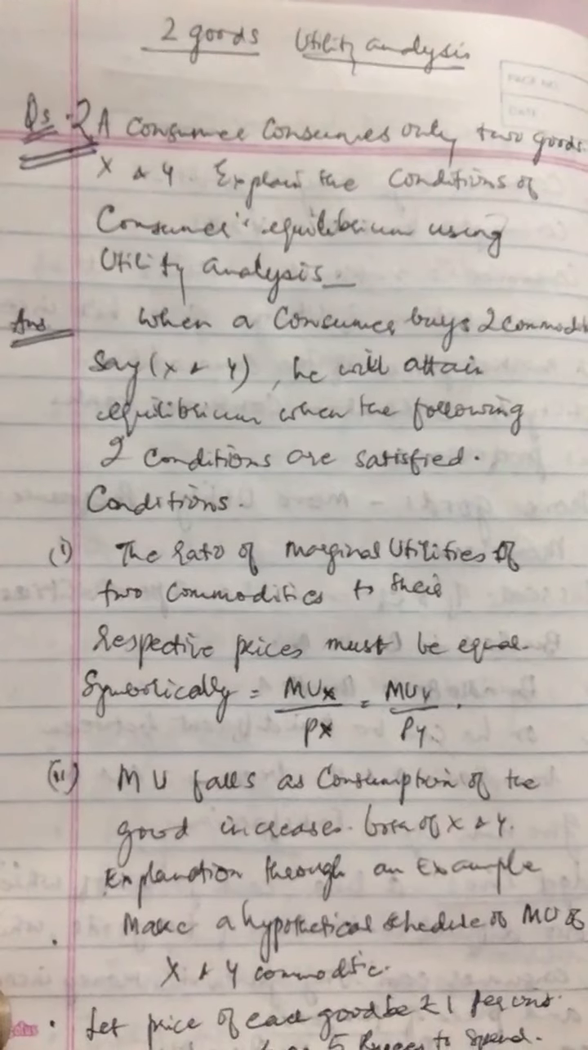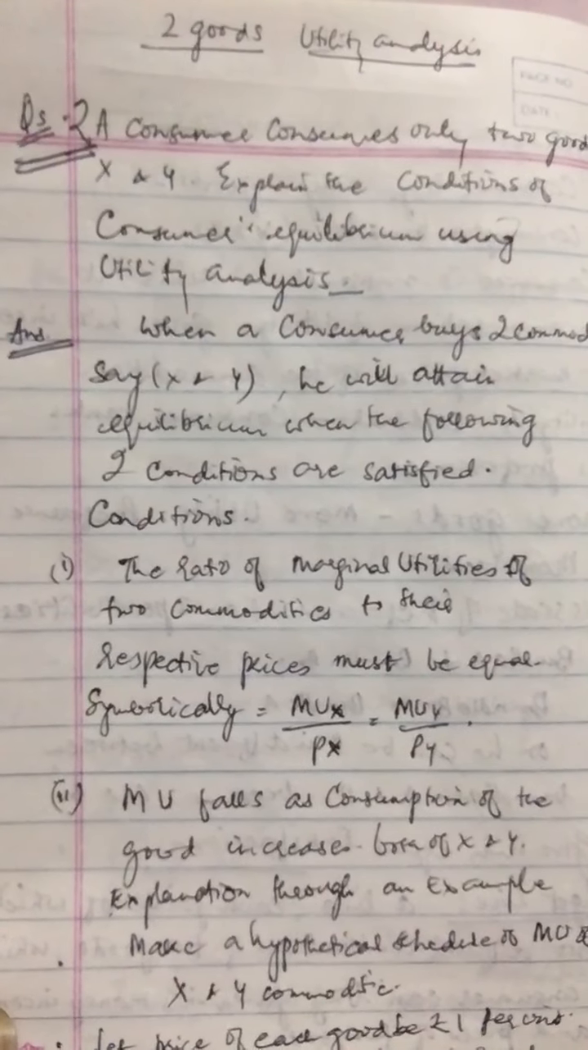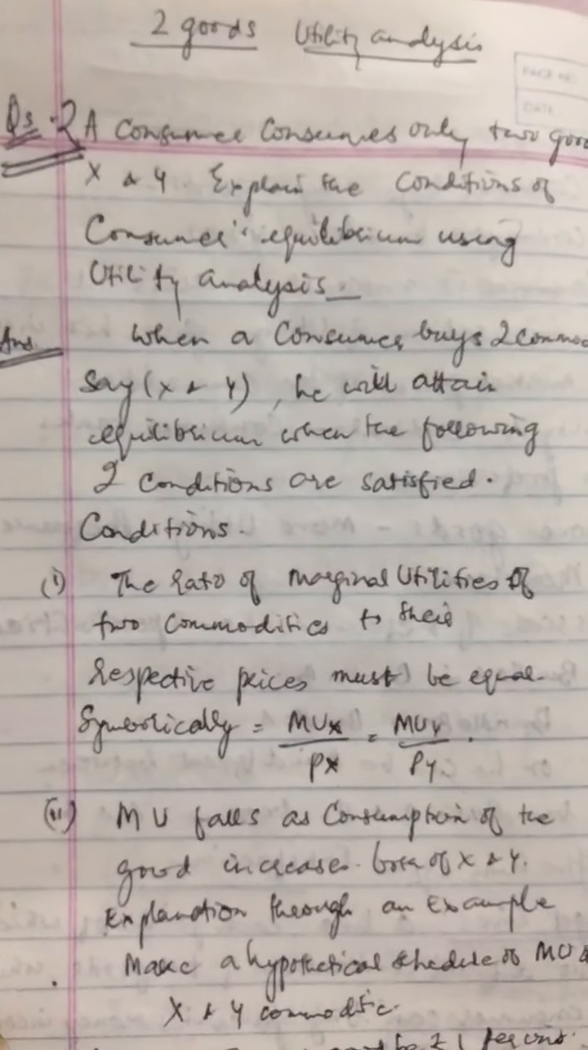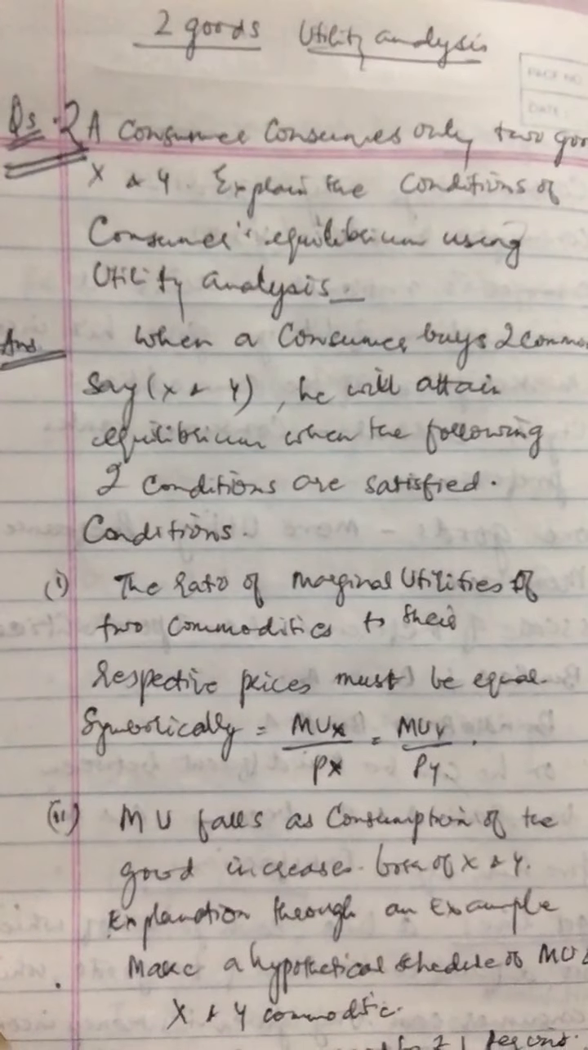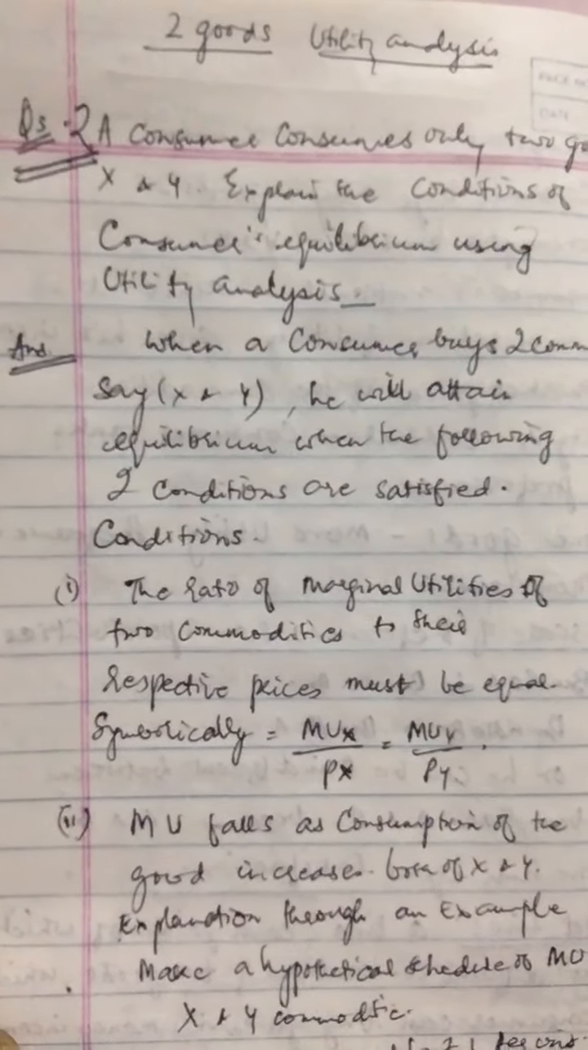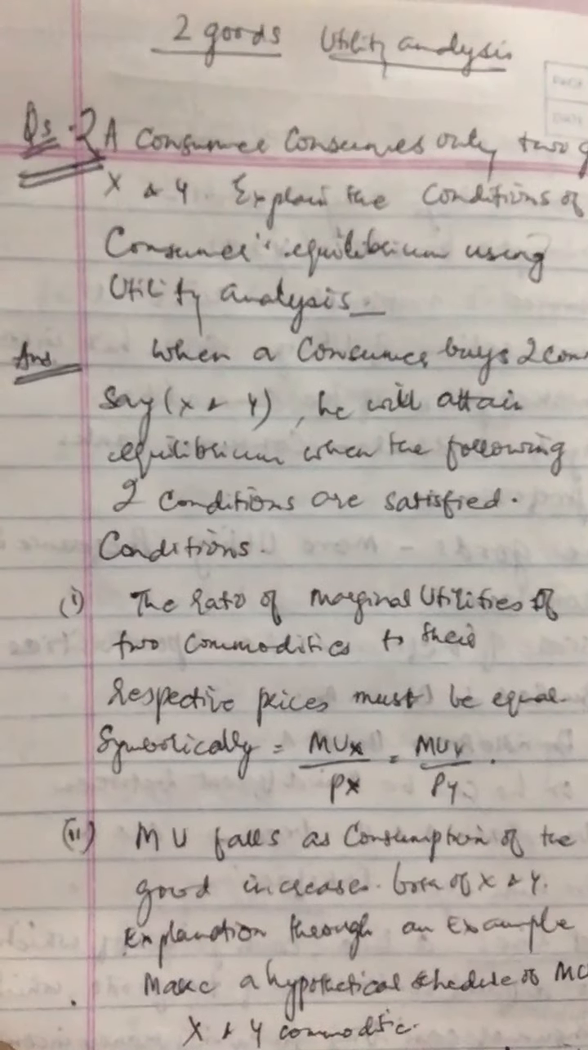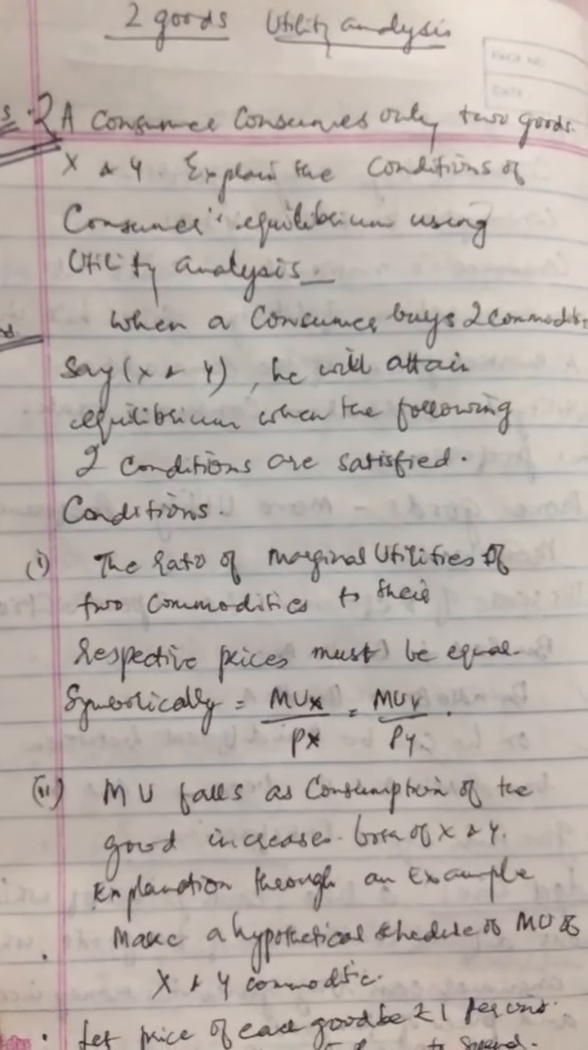In the last class, we did consumer's equilibrium with the two commodities case, and in this class, I'm going to take up two questions. Just look at this, a question that I've written there. You can get questions like: using the utility approach, how does a consumer reach equilibrium position when he buys two commodities? Explain with the help of a utility schedule. For this you'll write the same answer.